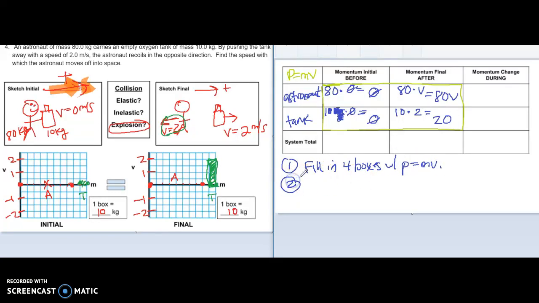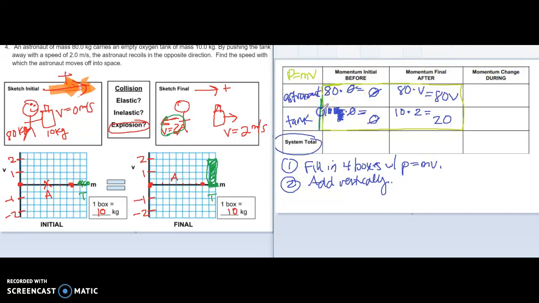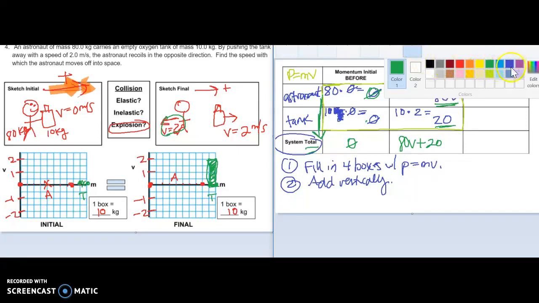Step 2 is to add vertically what we know. Remember, this is the system total down here, so what we're trying to do is add in this direction to get the total. Here I have 0 plus 0, which makes 0. And in this column, I have 80V plus 20. So this is going to be 80V plus 20. All right, so that's step 2.